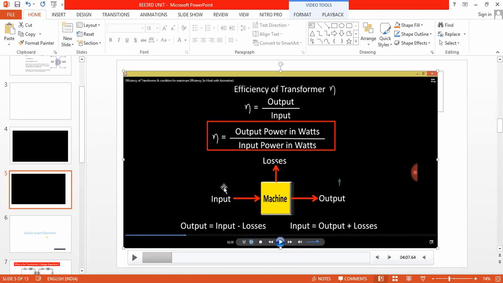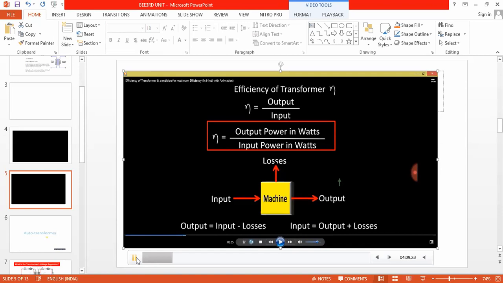Okay, so we say efficiency equals output by input, output power by input power. And we can also write the formula for input. Input is equal to output, along with output we get certain losses. So input is equal to output plus losses. After this explanation, step by step I am moving forward.